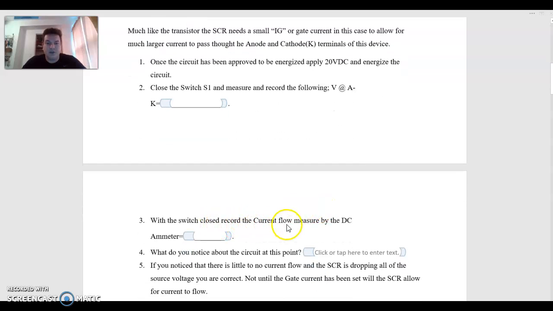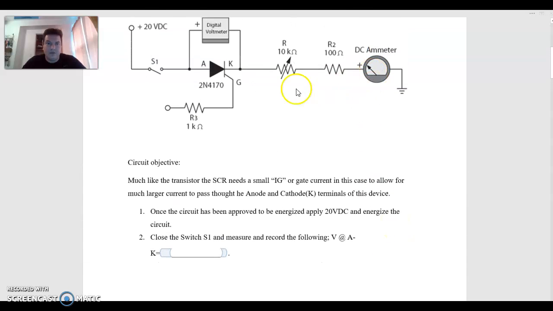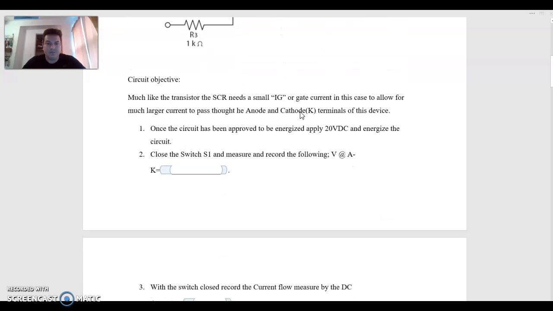With the switch closed, you're going to record 0 current flow from this ammeter. If we're dropping all of our voltage across that anode-cathode junction, that should mean that it's an open circuit or an open loop and no current is going to flow.